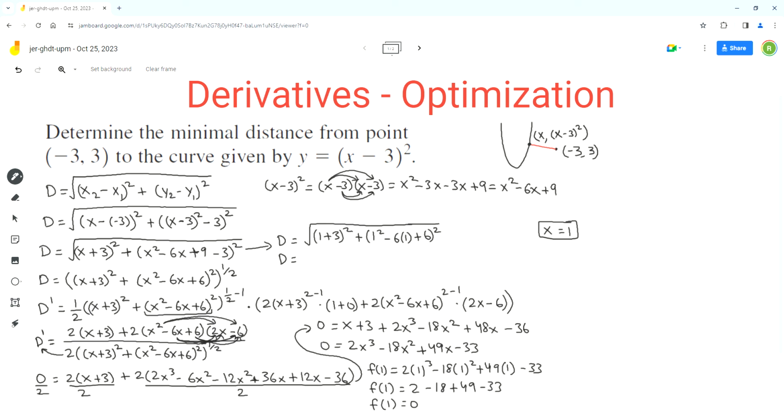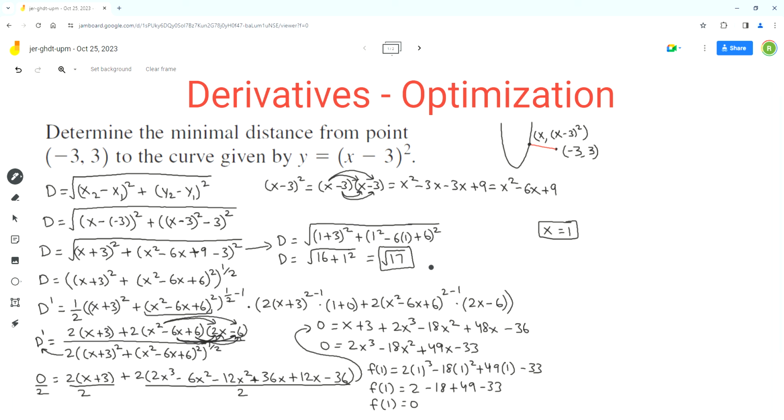Now we can simplify this expression. So 1 plus 3 is 4 and 4 squared is 16. So we get square root of 16 plus, and then 1 squared is 1 minus 6 plus 6. So it will just be 1 squared. So therefore the minimum distance is equal to square root of 17. So this should be the final answer for this problem.